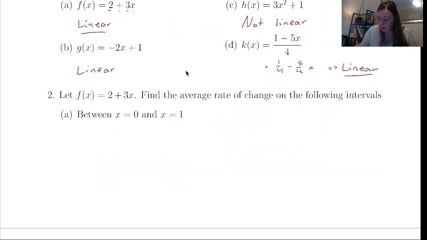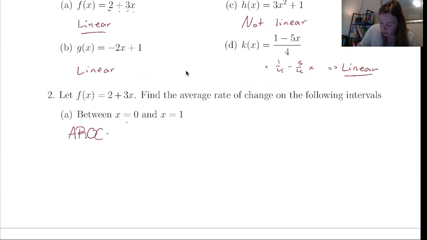So this is a cool exercise, I think. So the chapter is called Constant Rates of Change. So the average rate of change isn't going to change over the interval, and that's what this example is going to show. So if we're looking at f of x equals 2 plus 3x, find the average rate of change over the following intervals. So between x equals 0 and x equals 1.